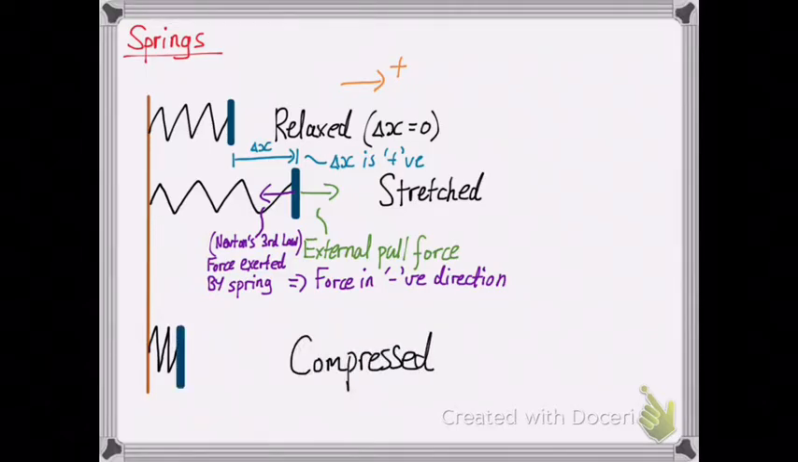Okay, so let's consider a compressed spring now. So we can see that compared to the relaxed state, the change in length is going into the negative direction. So delta x was negative. Alright, so now we have a pushing force to compress a spring, let's say. But forces come in pairs, so this means that the spring would actually be pushing in the opposite direction of this pushing force. And so the force of the spring in this case is going in the positive direction.